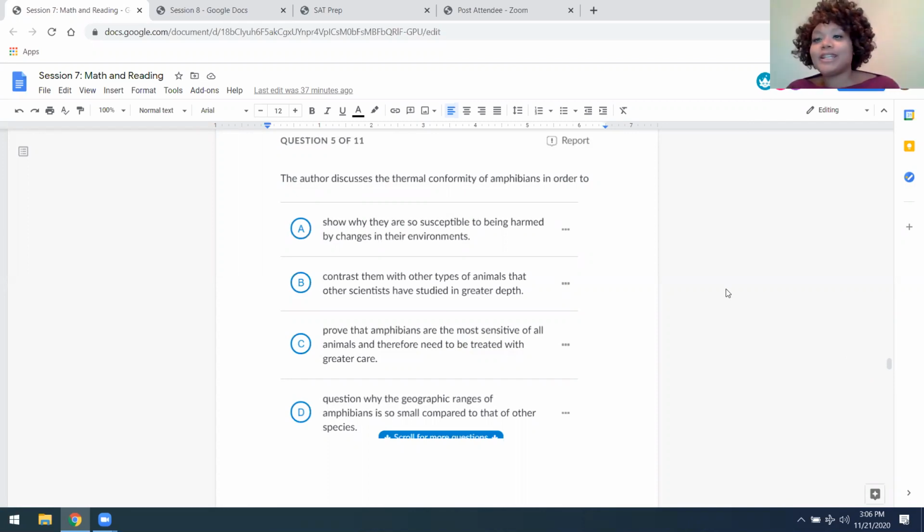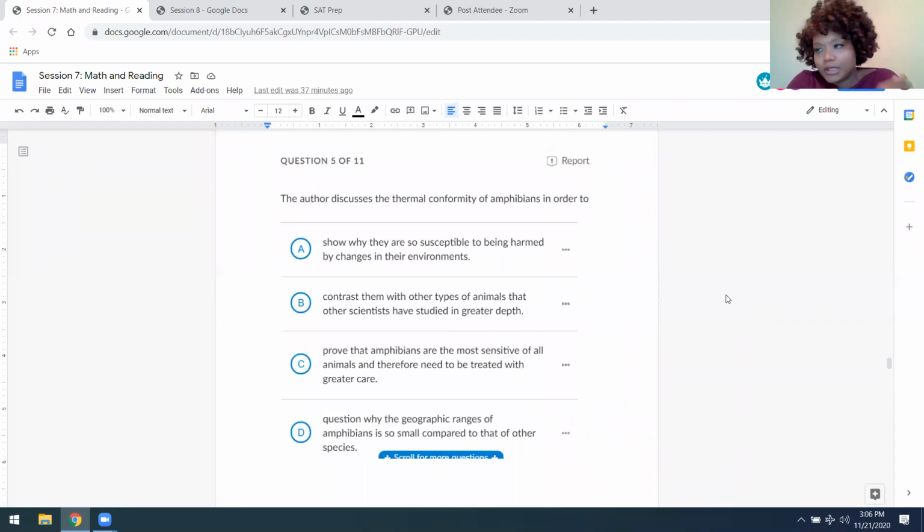Did anyone get a chance to get this far? If you did, would you like to share your answer? Because I didn't give too much time for this, so I understand if everyone didn't get a chance to get to here. Another vote for another A. So yes, the author discusses the thermal conformity of amphibians in order to A, show why they are so susceptible to being harmed by changes in their environment.